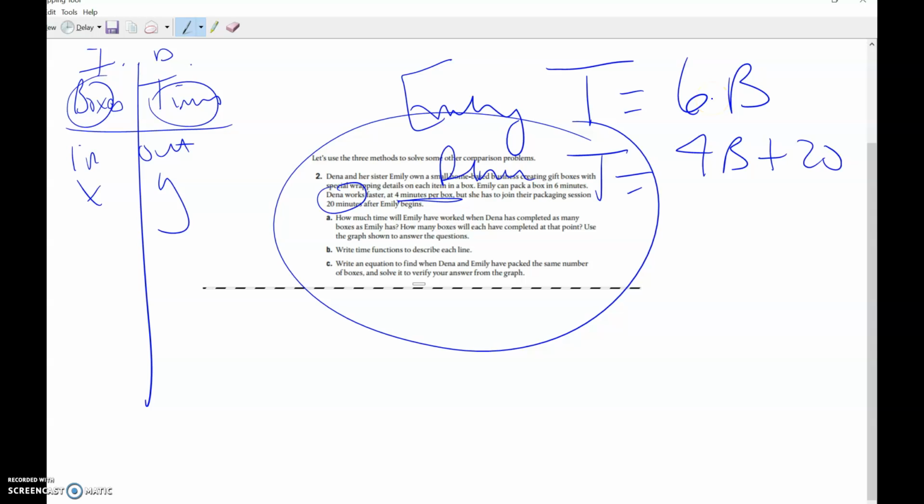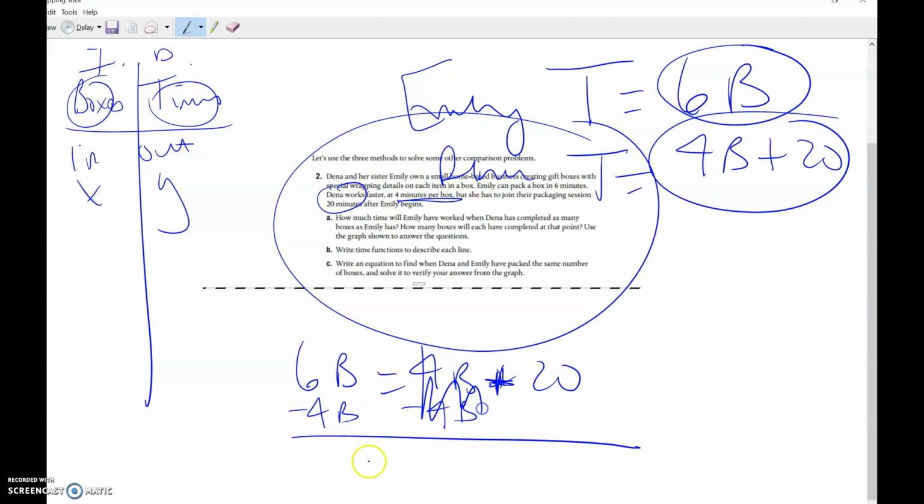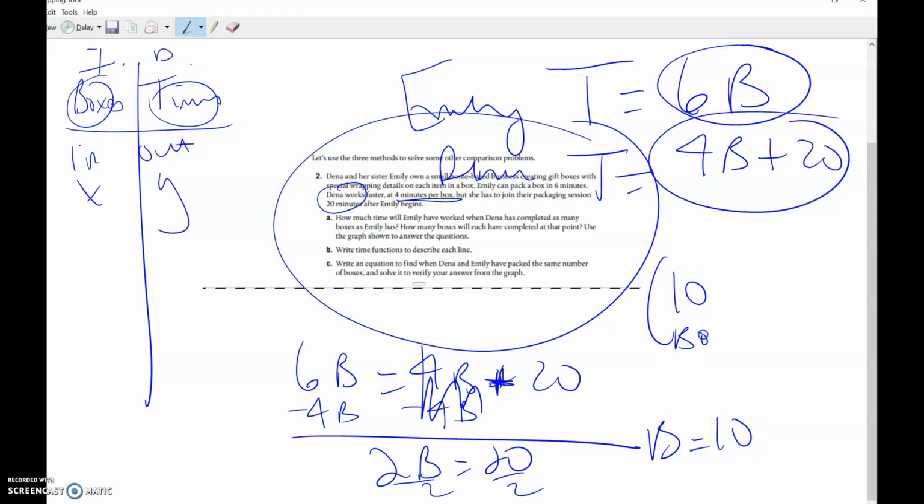All right, so what is the break-even point? Okay, so let's look at that. So we have 6B. So when does her work equal up with her work? Again, you have variables, you have adding, but you have variables on both sides, but you only have a number on one side. So we're going to bring the B's to one side. So 2B equals 20. To get rid of multiplying, divide. So boxes equals 10. So at 10 boxes, they break even.